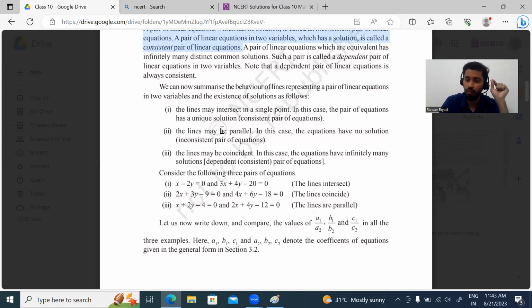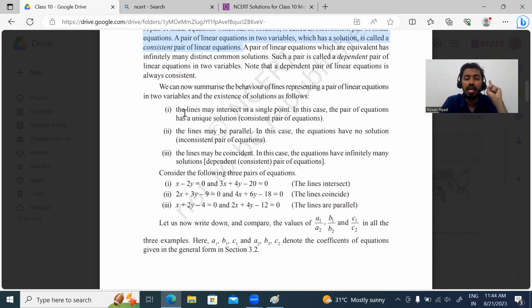Now, if you are checking for solutions through the graphical method, there are three main possibilities. Suppose you are going to find the solution of a pair of linear equations by drawing their graph. Then there are three possibilities. You can see these three possibilities here. I will explain each one in detail.